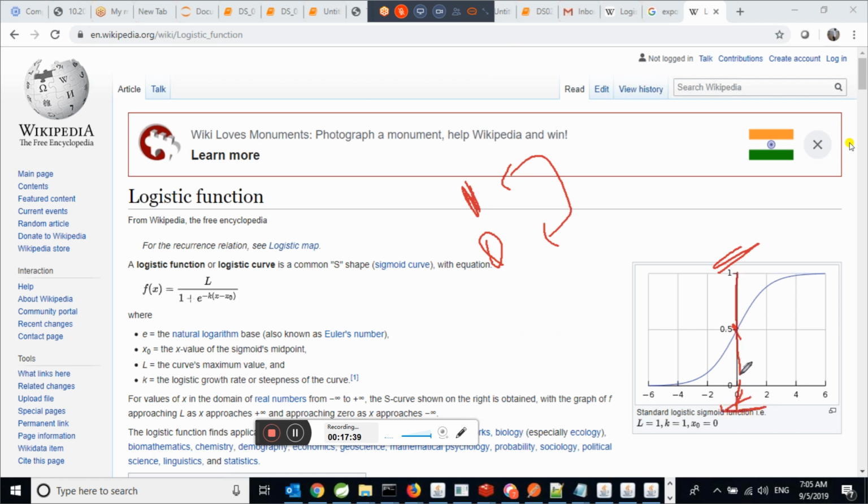This is called the y-axis, and this is called the x-axis. Whatever values you put, 100, 200, 300, or minus 100, minus 200, minus 300, the output will be between 0 and 1 only. That's why this is called the sigmoid function. The output will be only between 0 and 1.